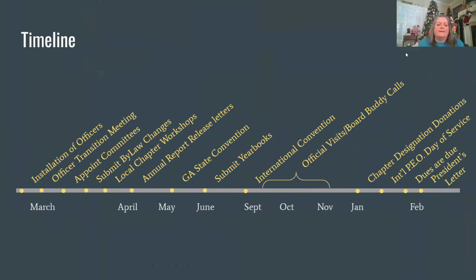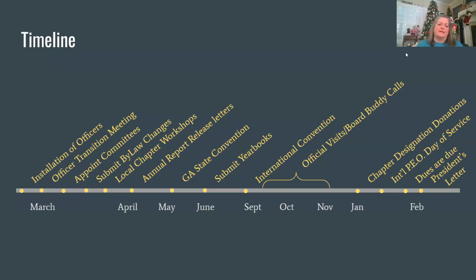All right, and here's a general timeline for things that happen, the sort of calendar of events. In March, that's the beginning of the local chapter fiscal year, from March to February. So in March, you're installing your new officers and you're transitioning from the previous officer to you. You're appointing your committees. This is a good time to submit your bylaws changes, and they are due by March 10th if you've made changes.